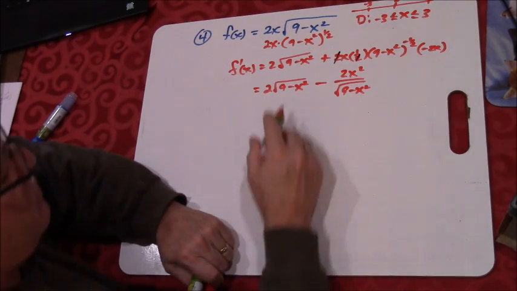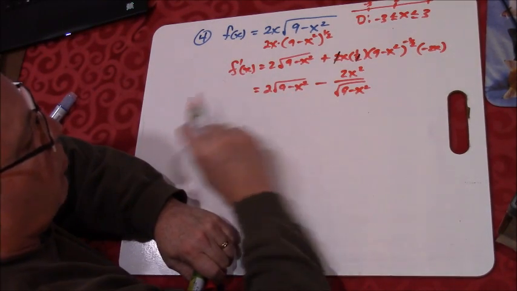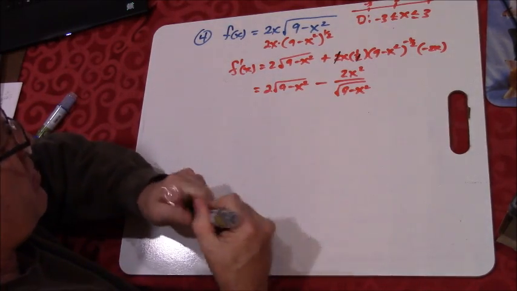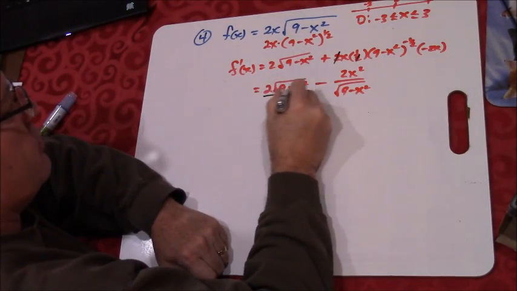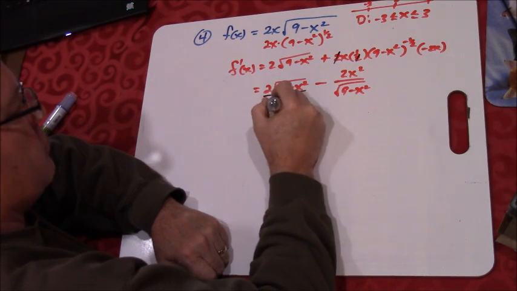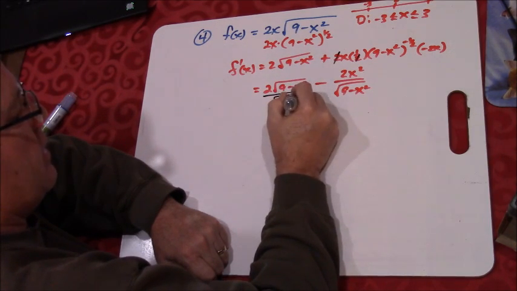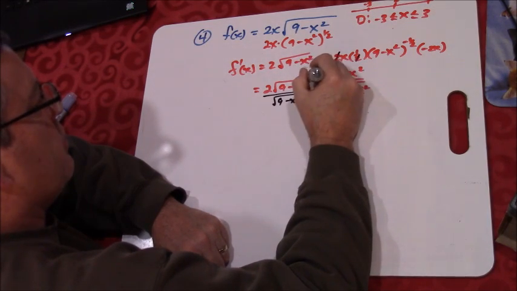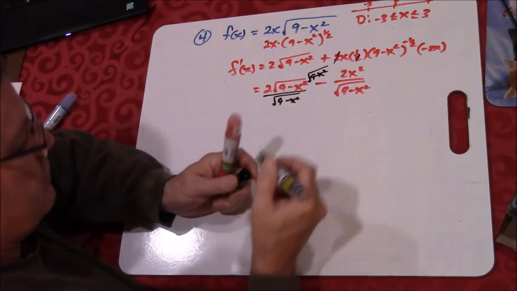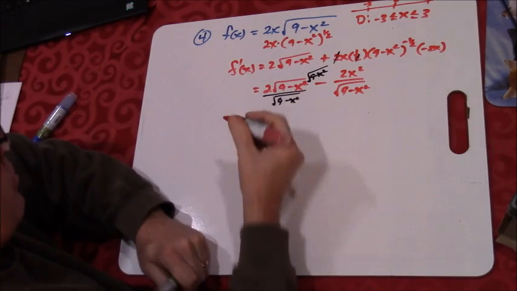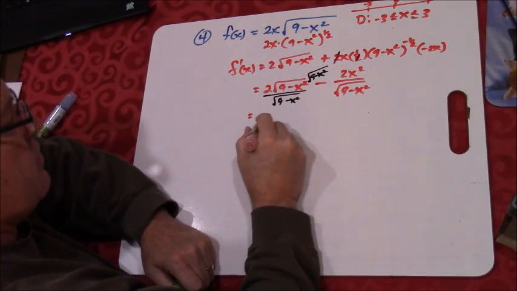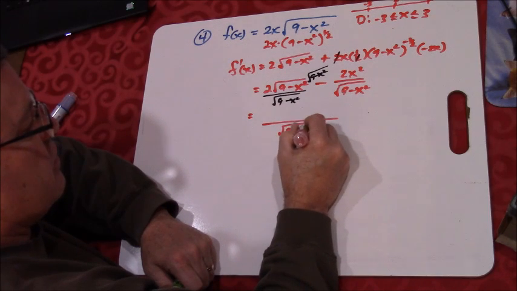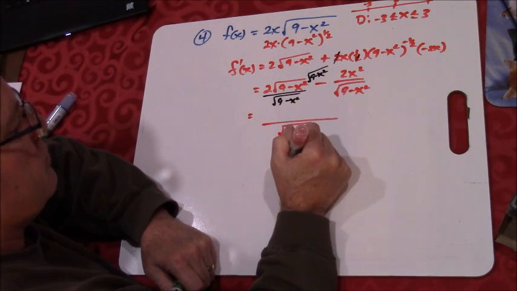So I want to know, where does this thing equal 0, or where is it undefined? Well, to do that, I think I'm going to just try to get one fraction here and get a common denominator. So if I multiply the denominator by the square root of 9 minus x squared, I've got to do the same thing up here, 9 minus x squared. And so now what I have is the square root of 9 minus x squared in the denominator.